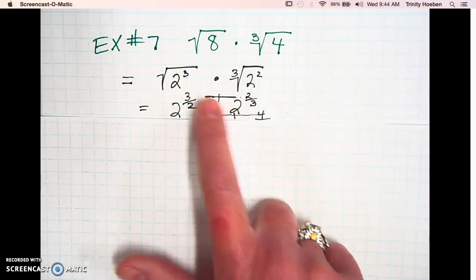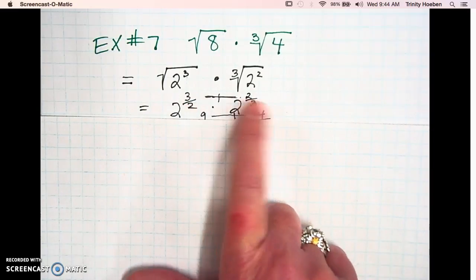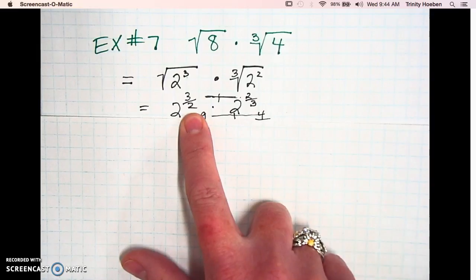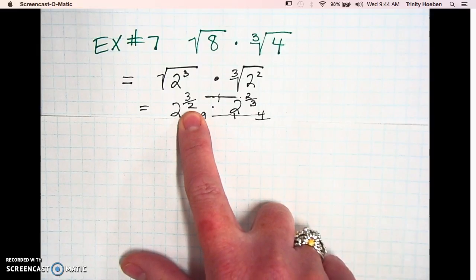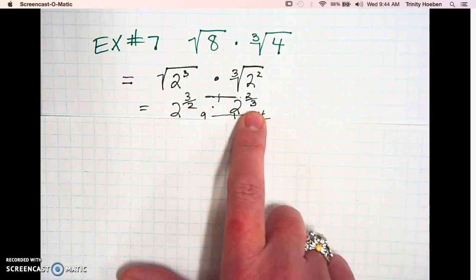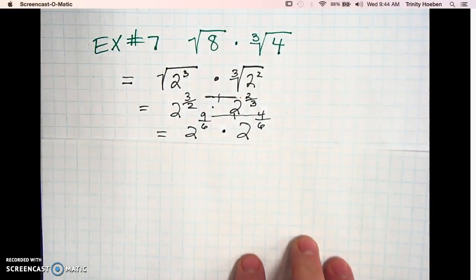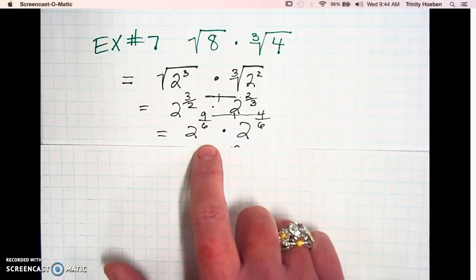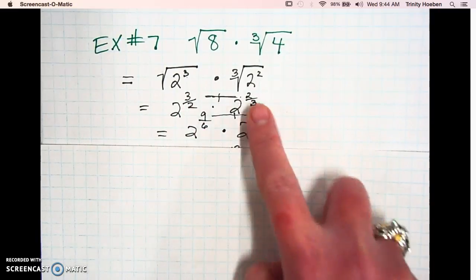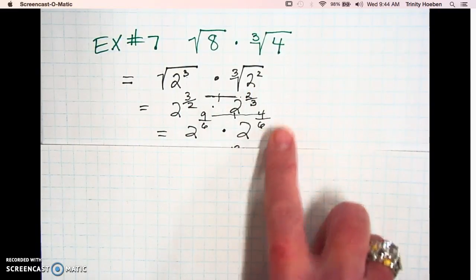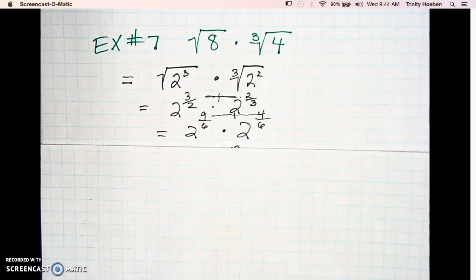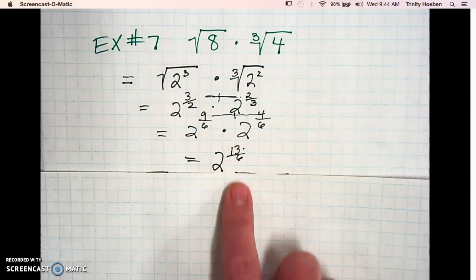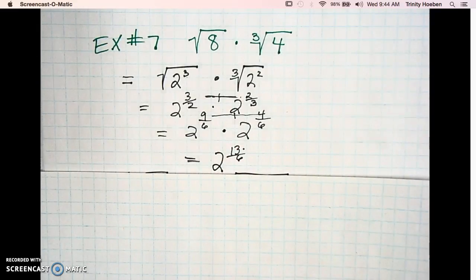If your bases are the same, you can take those exponents and add them together. In order to add them together, you have to have a common denominator. Right now you have a denominator of 2 and a denominator of 3. So the common denominator is 6. To get 9/6, I went 2 into 6 is 3, 3 times 3 is 9. 3 goes into 6 twice, 2 times 2 is 4. Now with common denominators, you can add those exponents. You should get 2 to the 13 over 6.